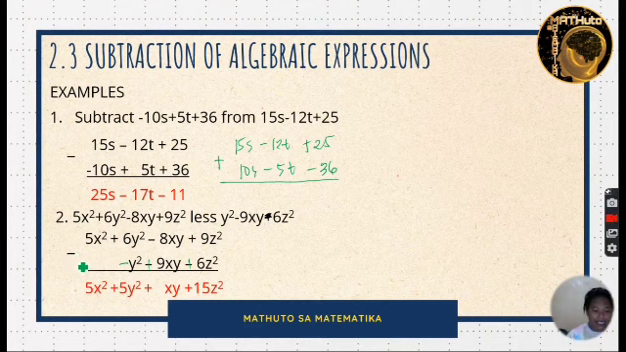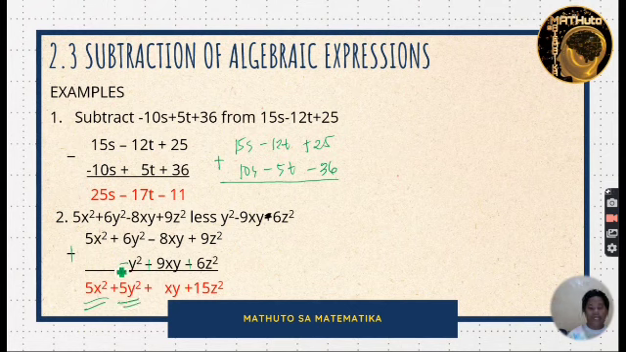And then we change the sign of minus to plus. Let's proceed. Bring down 5x squared since it has no subtrahend. Then, 6 minus 1. We have 1 here. So, 6 minus 1 is 5, since 6 is greater than 1 and the sign of 6 is positive. So, positive 5y squared.